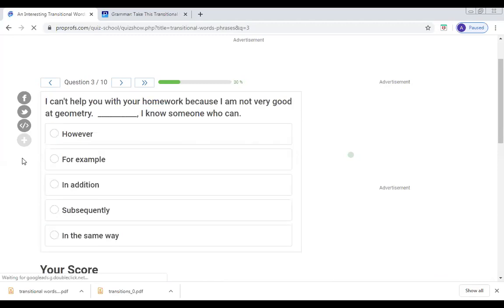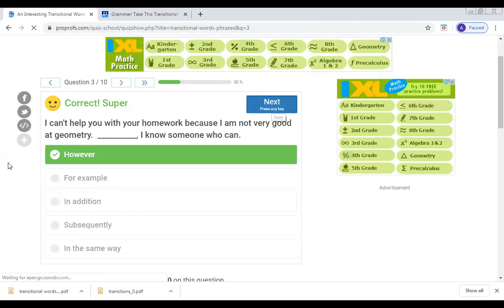What about that one? I can't help you with your homework because I'm not very good at geometry. I know someone who can. However, or in addition. However, or in addition. In addition. However, however, yes.